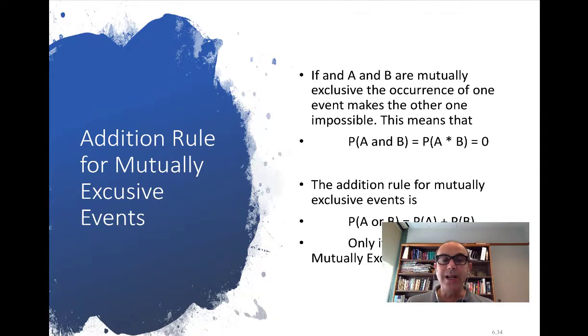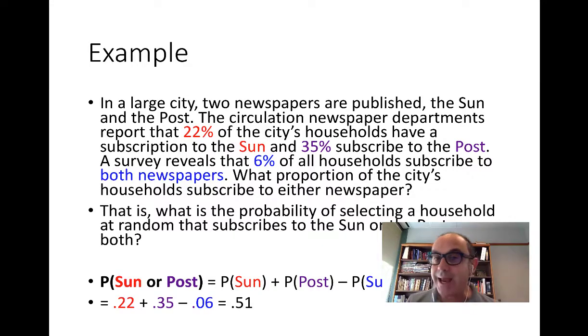Addition rule for mutually exclusive events. If A and B are mutually exclusive, the occurrence of one event makes the other impossible. That means that A and B, A multiplied by B, is equal to 0. So the addition rule for mutually exclusive events is that P(A or B) is equal to P(A) plus P(B), only if A and B are mutually exclusive. So let's take an example.